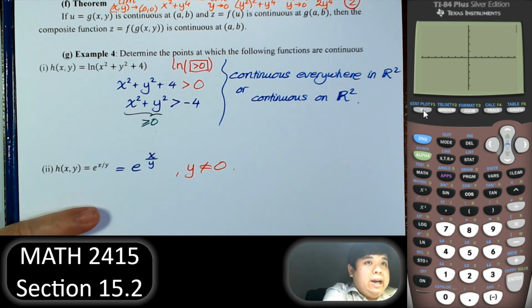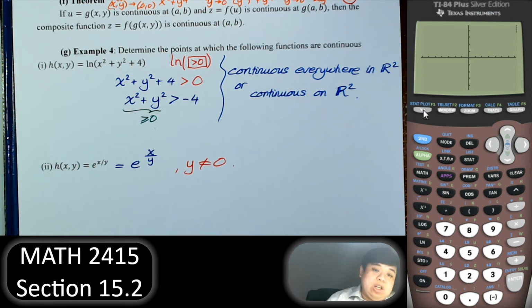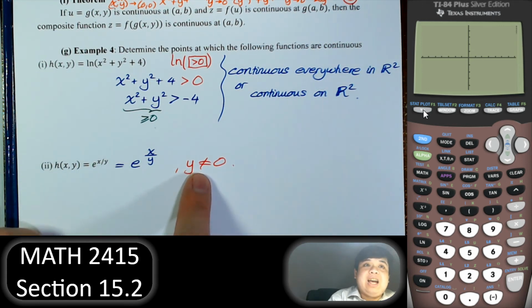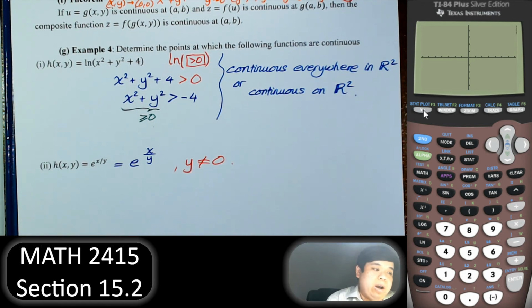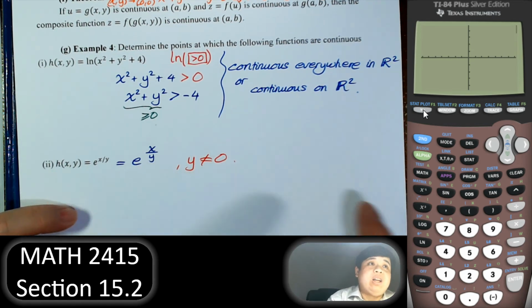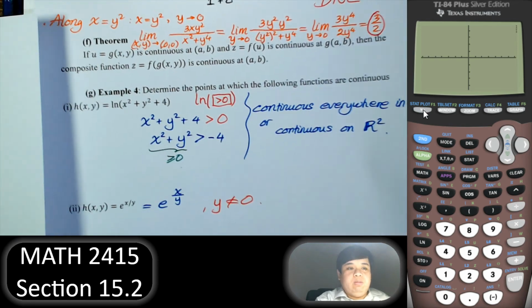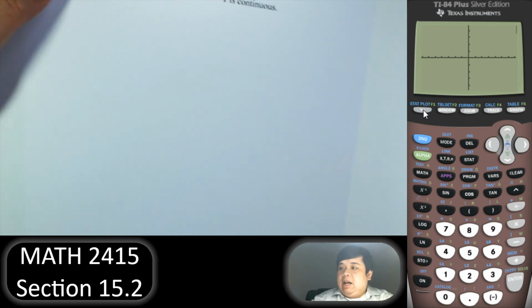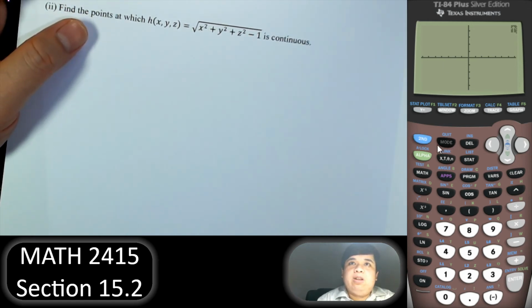Because division by 0 is undefined, we say the function is continuous everywhere except the x-axis, meaning except when y equals 0. So it is continuous whenever y is not equal to 0, because we cannot divide by 0. That's all. I really don't know what happened to the calculator, but it looked like it froze.